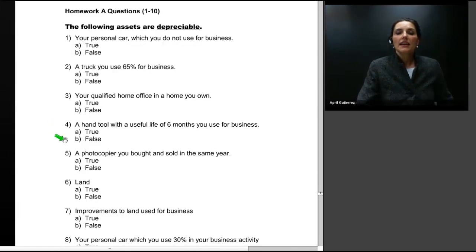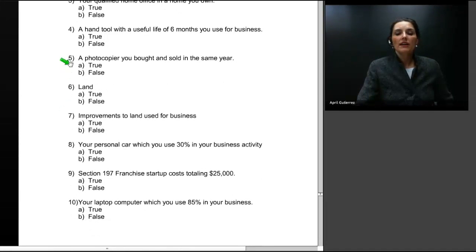No, it is not. An asset that is placed into or taken out of service in the same year is not depreciable, and also an asset with a useful life of 1 year or less is not depreciable. A photocopier you bought and sold in the same year, is that depreciable? The answer is false. It was placed into and taken out of service in the same year and therefore is not depreciable. Land, false. Land is never depreciable.